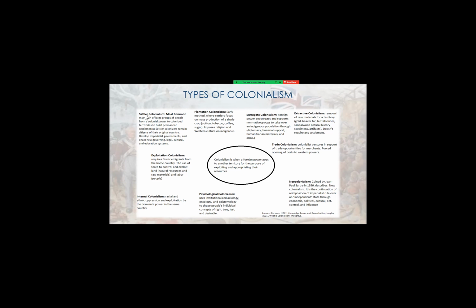The U.S. starts off as both a settler colony and a plantation colony. It's an early method where settlers focus on mass production of a single crop, cotton, tobacco, coffee, sugar, and impose religion and Western culture on indigenous people. Surrogate colonialism is when a foreign power encourages or supports non-native groups to take over an indigenous population through diplomacy, financial support, humanitarian materials, and arms. The United States also participates in this.